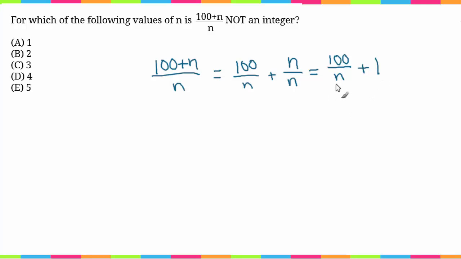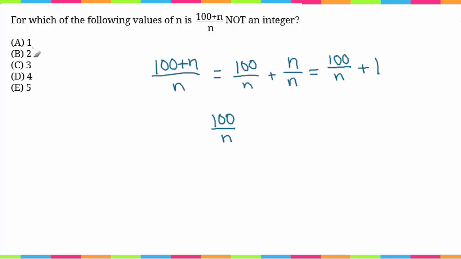For example, let's say this term was 0. If it's 0 and we add 1, that's an integer. If it's 100 and we add 1, it's an integer. If it's 10 and we add 1, it's an integer. So all we really have to do is look at this term here. We're really just focusing on 100 over n. If we look at our answer choices, we can easily figure out when this is going to be an integer and when it's not.